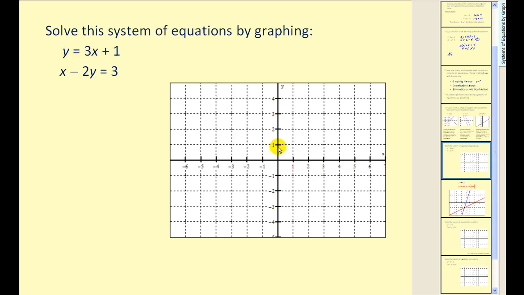We have a y-intercept of positive 1. We have a slope of 3, or 3 over 1. So from the y-intercept, we'll go up 3 and right 1. So our line passes through these points.